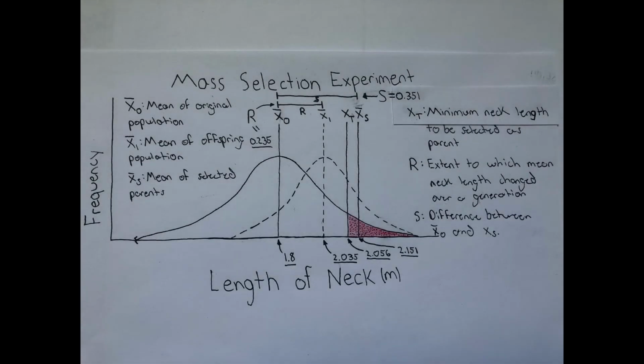This graph highlights 6 of the previously covered terms that are especially important in my mass selection experiment. The solid line is representative of the original population and the dashed line is representative of the offspring population.